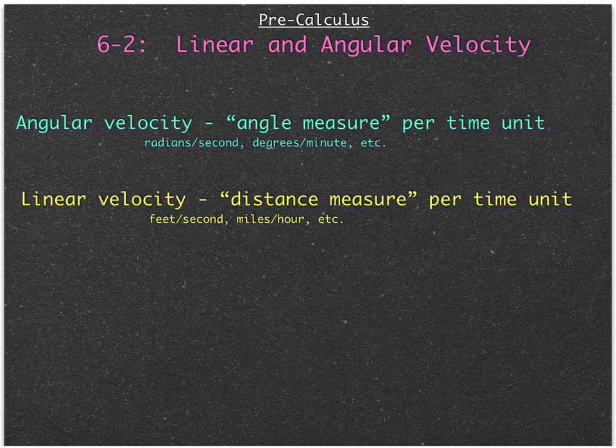So here we go. First of all, lesson 6.2 is on linear and angular velocity. And velocity, of course, is in a sense like speed. We have two different kinds. Angular, which we'll always talk about as an angle measure per time unit, like radians per second, degrees per minute, that type of thing. And then linear velocity, this is what we're more used to, a distance measure per time unit, like feet per second, miles per hour, that type of thing. So angular velocity, think angles, and linear velocity, think what you're most used to.